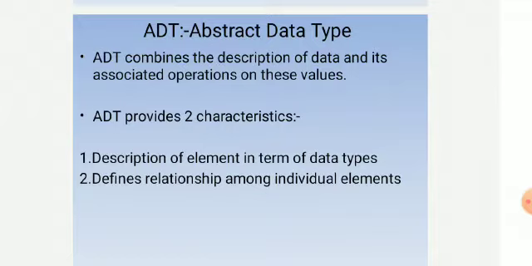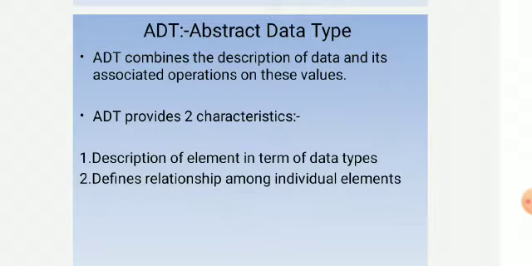So which are the data for the addition of two numbers? Number 1, number 2 and the result. And the associated operation is what? The plus operator. So according to this, the abstract data type provides two characteristics. Which are those two characteristics? The first one, description of elements in terms of data types. It means which are the data elements and for those data elements which data type we are using.